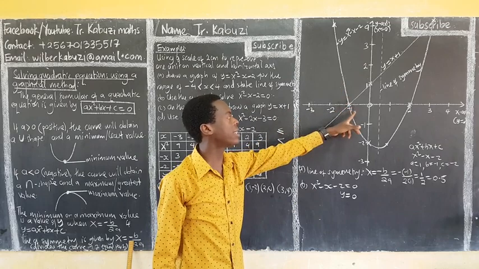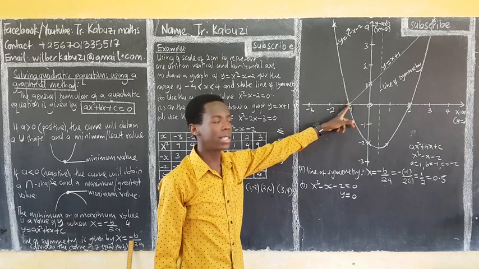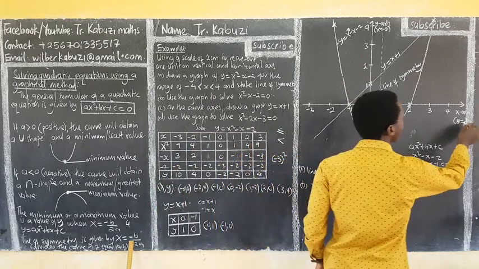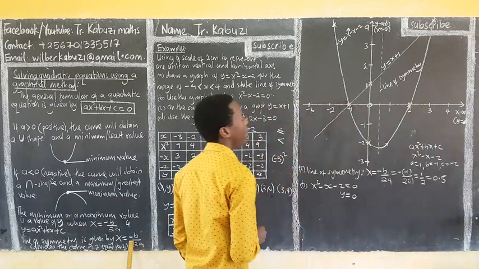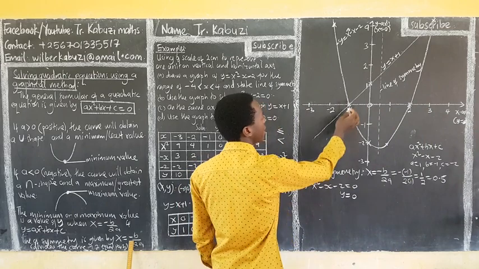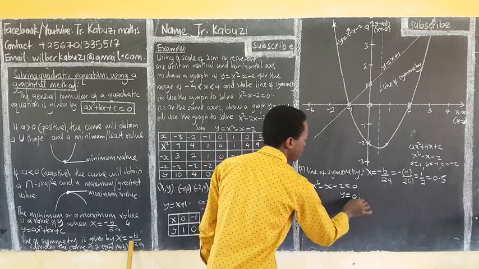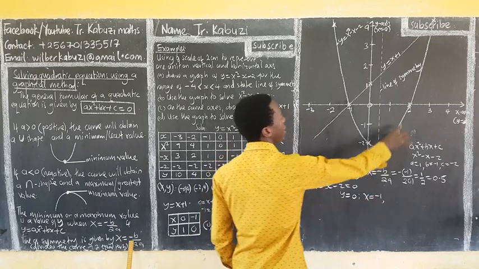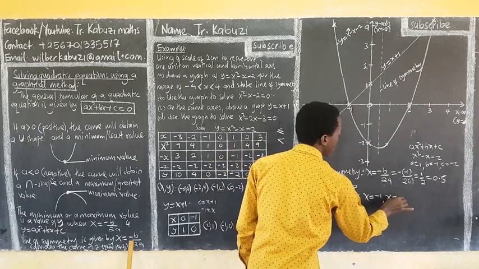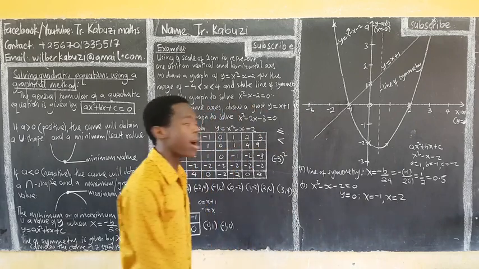When this curve is touching the line y is equal to 0. So it touches this curve at 2 points, this and this. The corresponding values there are, the value of x here is x equal to negative 1, and the other value is x equal to 2. So there you have solved.